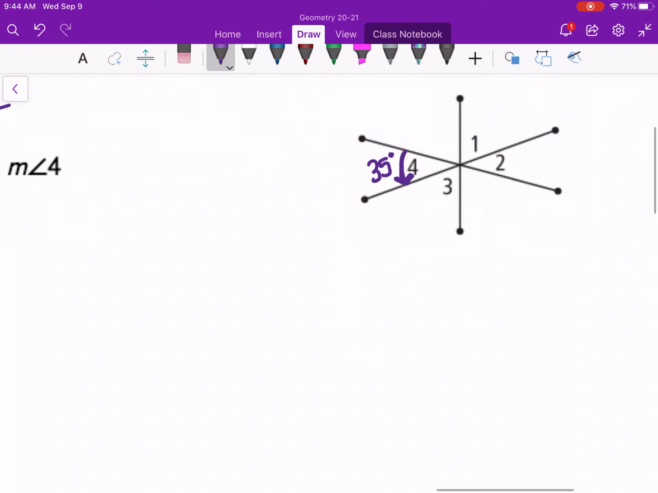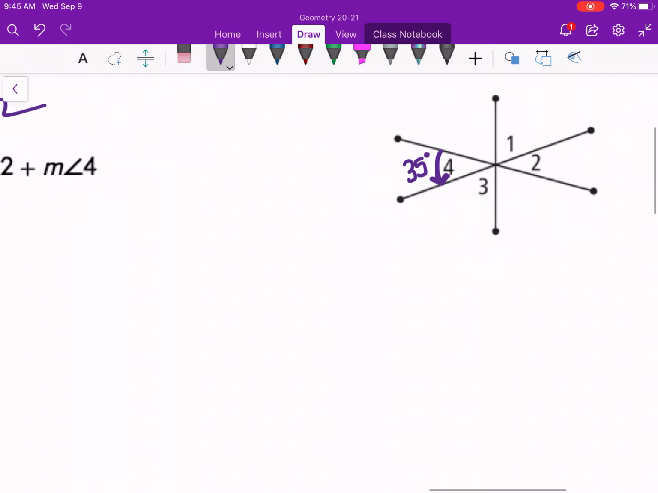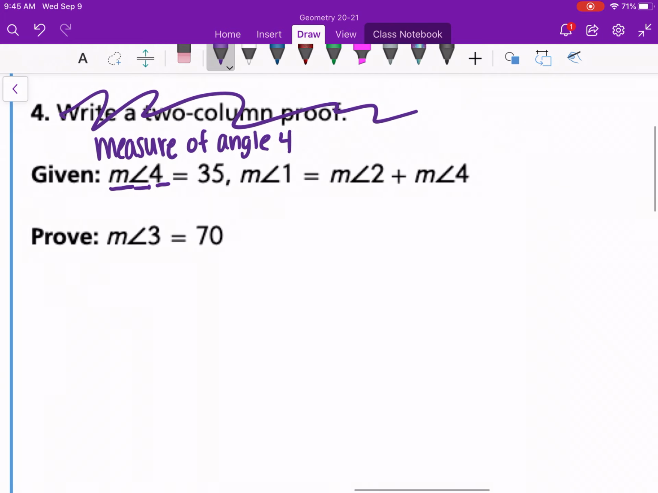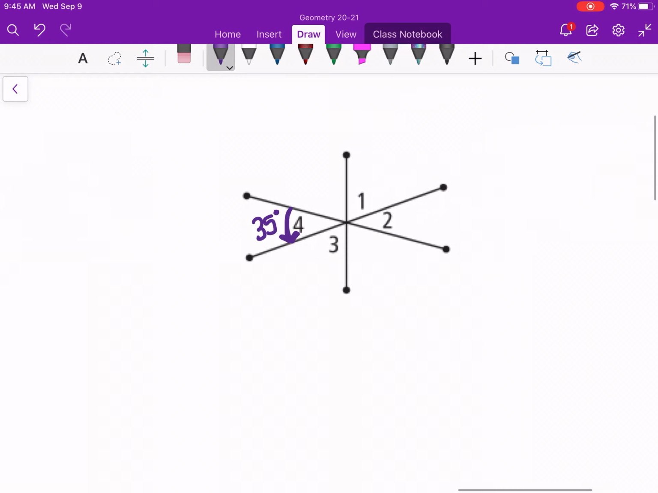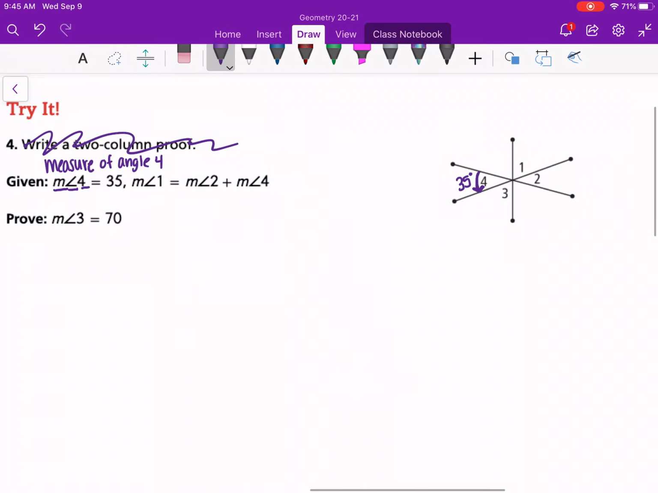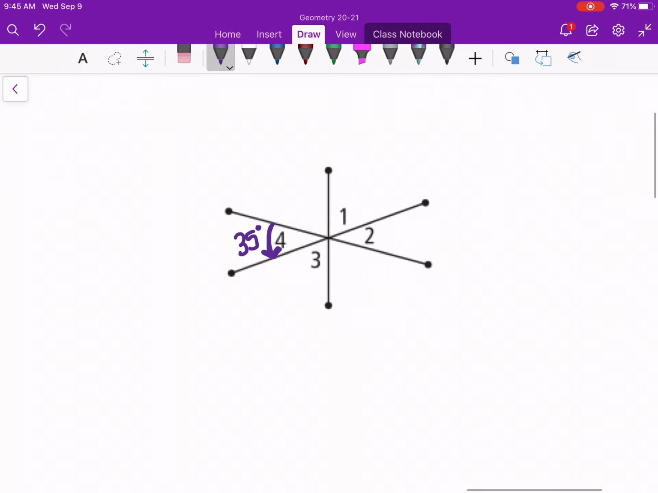The measure of angle 1 equals the measure of angle 2 and angle 4 combined. So how do we find that the measure of angle 3 is 70 degrees? Okay, so we know that the measure of angle 1 is the same as the measure of angle 4 and angle 2 combined. We know that the measure of angle 4 is 35 degrees. We also know that we have some vertical angles and some linear pairs.